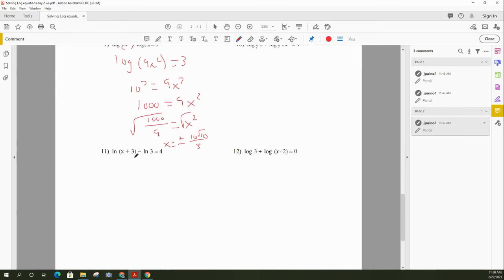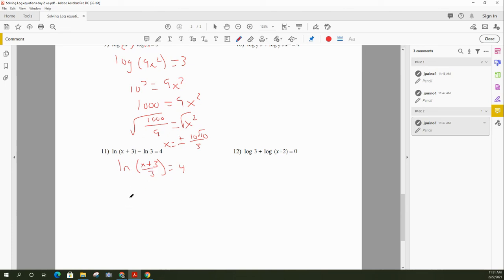Okay, last one, natural log of x plus 3 minus natural log of 3 equals 4. Multiply, or now it's division because it's subtraction. So it's natural log of x plus 3 over 3 equals 4. Because remember when you're dividing powers, you subtract exponents. So if you're subtracting logs or you're subtracting exponents, you're dividing.